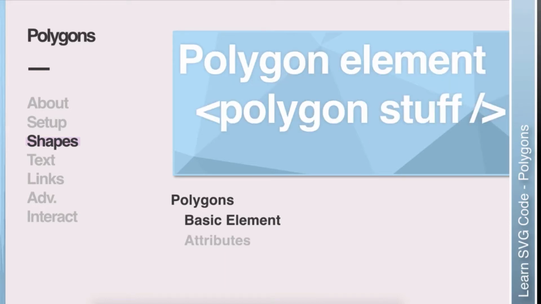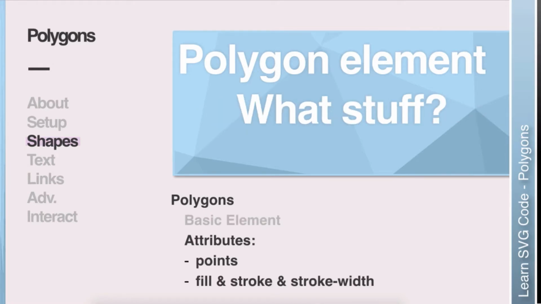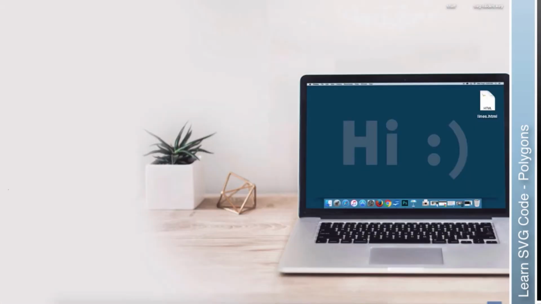Similar to the other elements, the name for the element is basically what it is. So to write it, we do open angle bracket, polygon, whatever the attributes are, slash close angle bracket. And the attributes are very similar to what we already saw with the polylines. We have points, fill, and stroke width. There's one or two other things that we can do with that, but we'll get into that later. So let's actually play with the code a little bit.